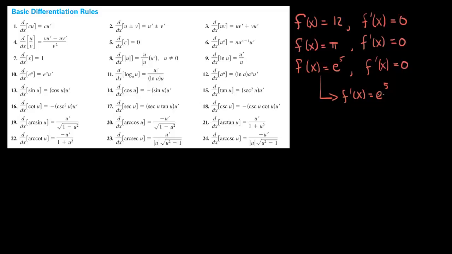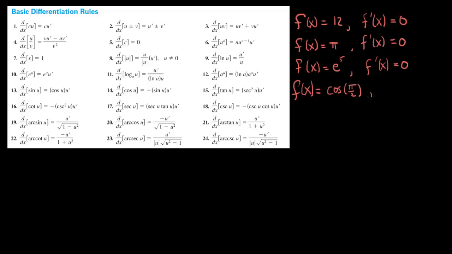Because that is a constant. And the derivative of a constant is always 0. That's a constant function. It just looks like an exponential function. So be careful. Don't miss out on easy ones on the homework. Here's another one. F of x equals cosine of, let's say, pi over 2.